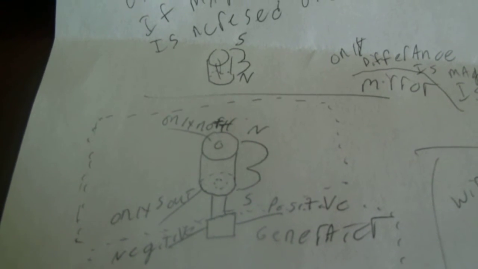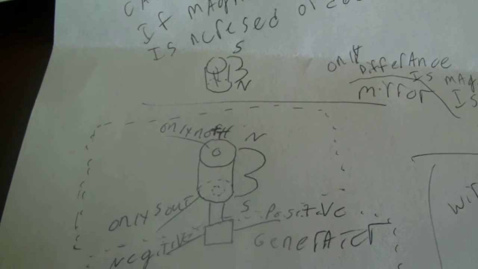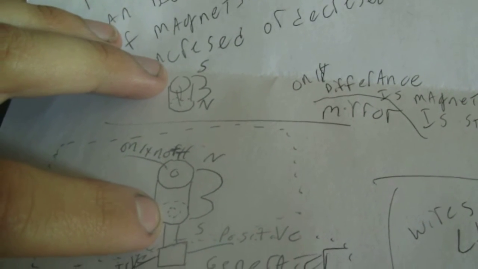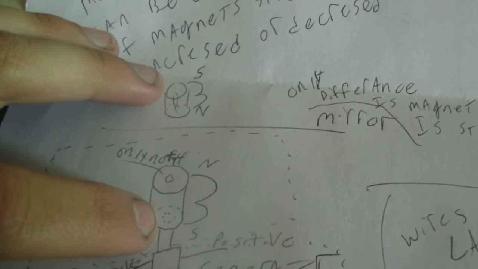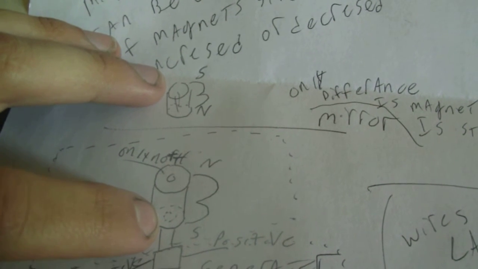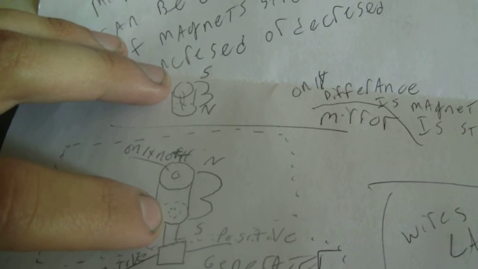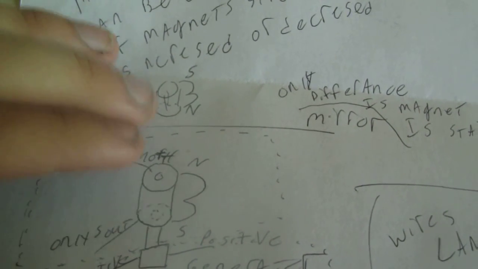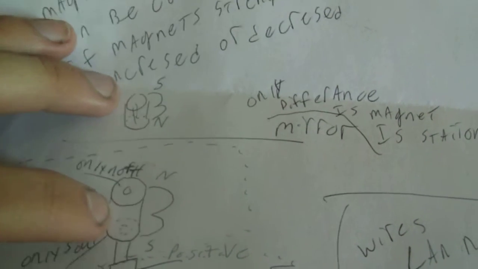Now, you can make it impossible to pull the two magnets apart if the south side poles are increased drastically. Like the magnetism on the south side of them is a lot more than the north side.